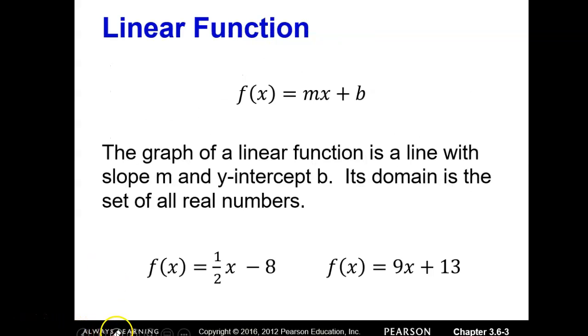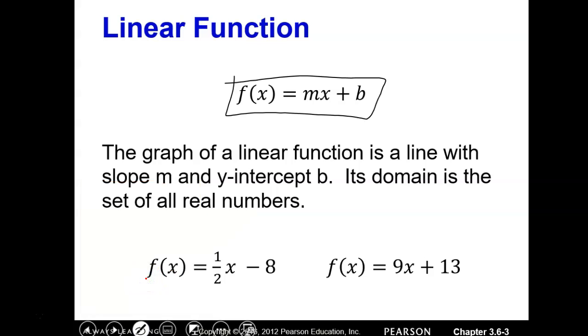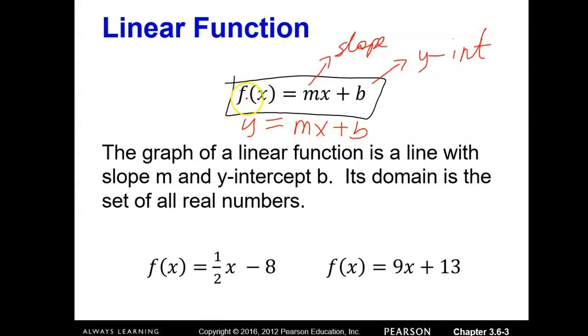So a linear function is any function of this form, where the m is the slope and the b is the y-intercept, so where the line crosses the y-axis. In the equation form, we usually have it like y equals mx plus b. So it's the same thing, only in the function form, we use the function notation. So the graph is a line, a straight line, and the domain is all real numbers.